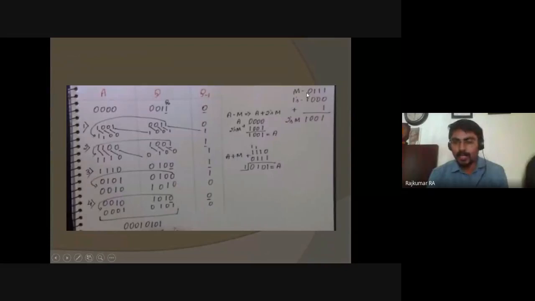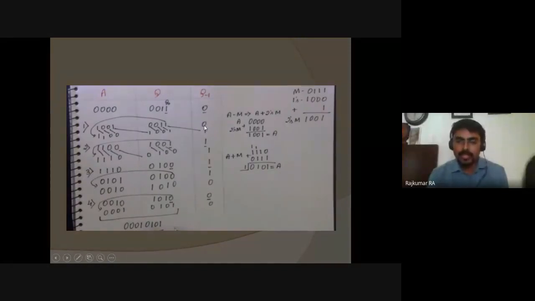So the m value's 1's complement is this, and the 2's complement is this. So this value is the 2's complement of the m value. This is equal to the minus m. So we are performing a minus m, a is equal to here and m is equal to here, and the addition of these two is equal to a minus m. That's called the a value. So this value we are putting here, and the q value is the same, and q minus 1 value also will be the same as 0.